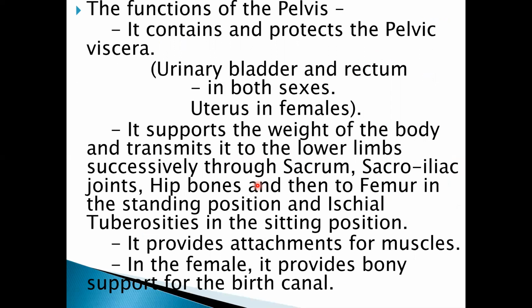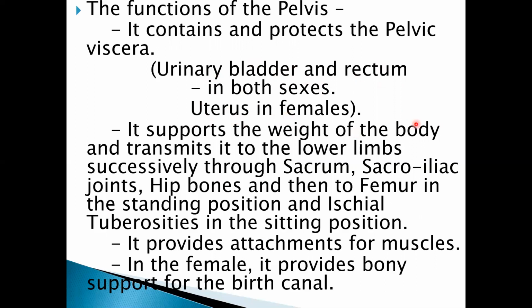The pelvic viscera include the organs of the urinary and digestive systems, like the urinary bladder and rectum, present in both the sexes, males and females. Along with these two organs, in females there is also the uterus, the large organ present in females. So the pelvis contains and protects the pelvic viscera: urinary bladder and rectum in both the sexes, and uterus in females.